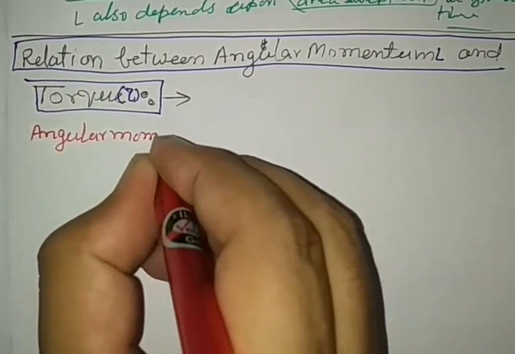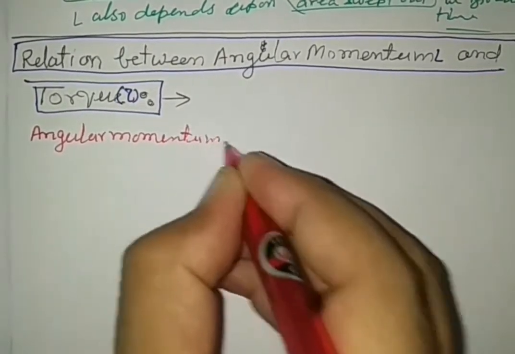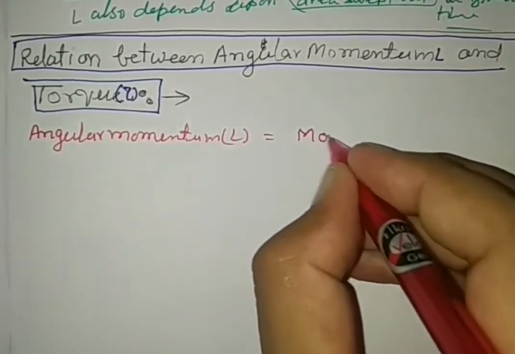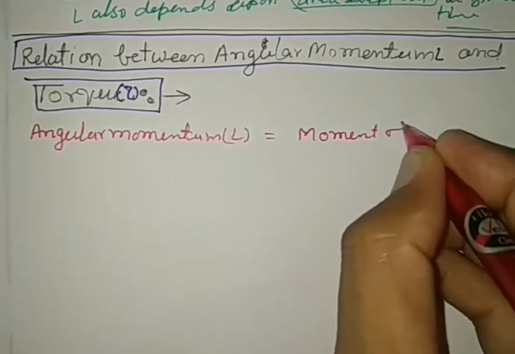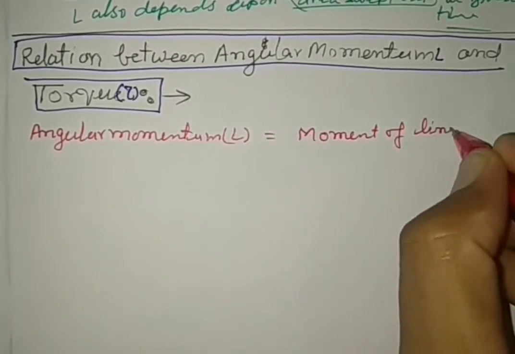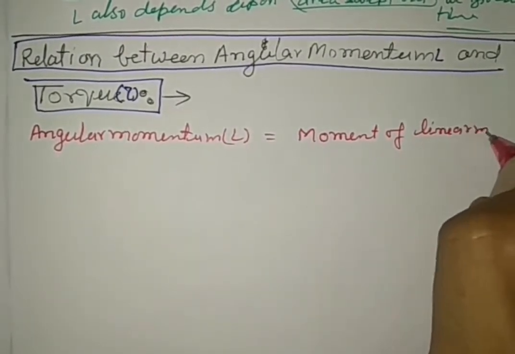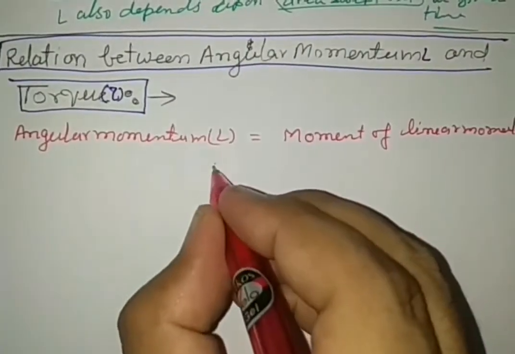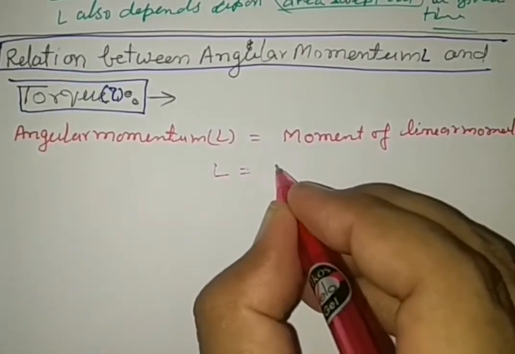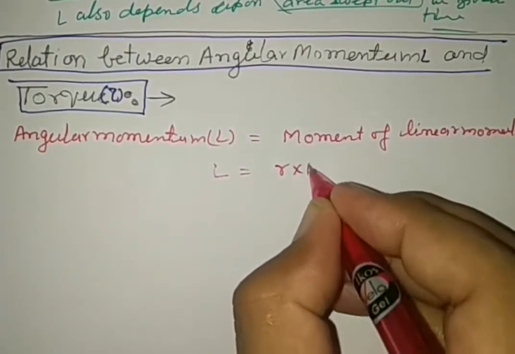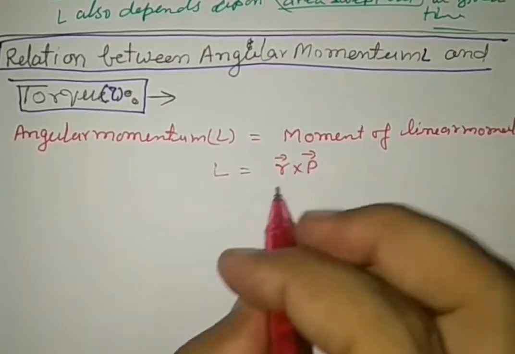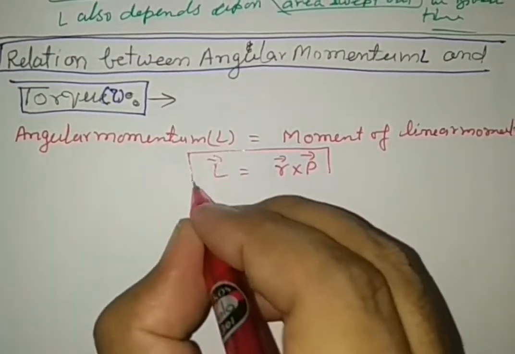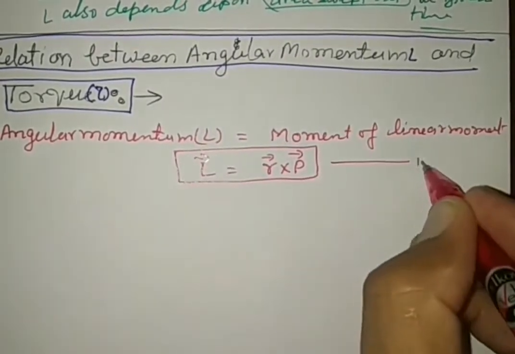See this very carefully to understand the concept. We know angular momentum L is equal to the moment of linear momentum, that is, the product of r and linear momentum. It is represented by equation number 1.